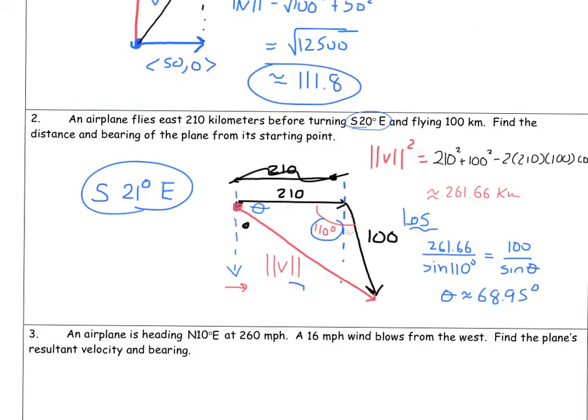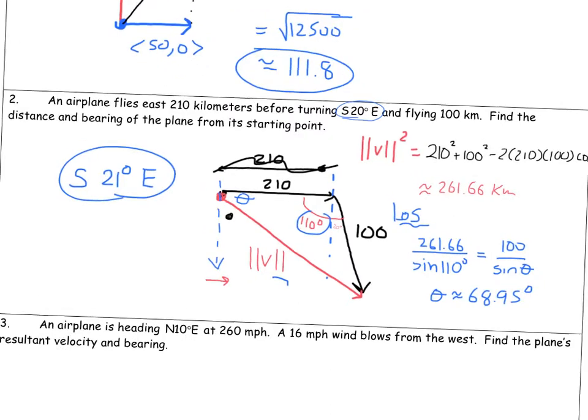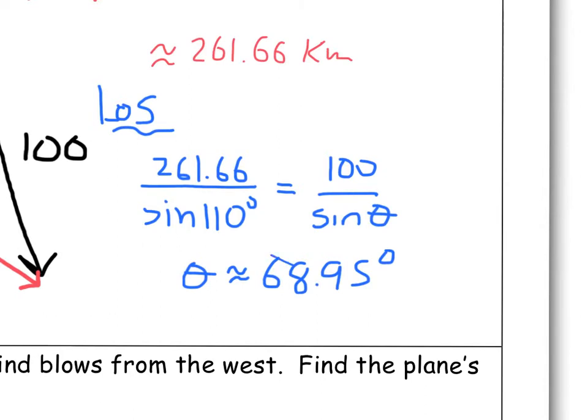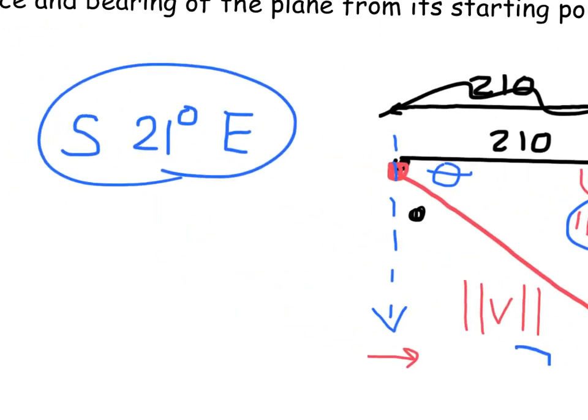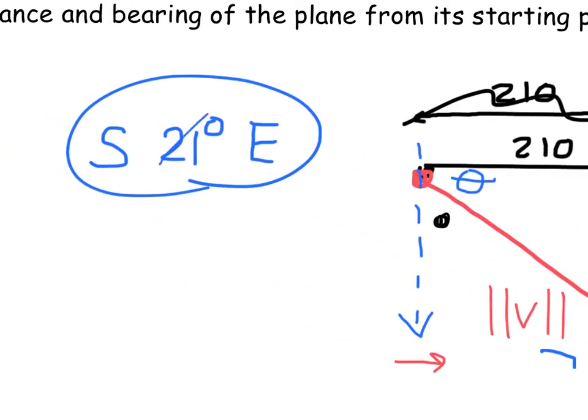Good, so I did catch the error here. I accidentally pressed cosine on my calculator. So that means this answer is actually the 21 degrees, which means my answer here is the complement, which was the 69 degrees east.